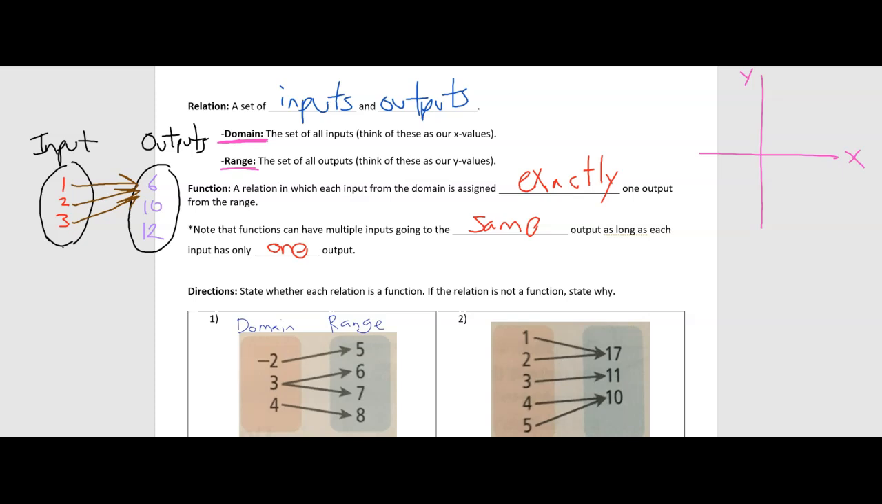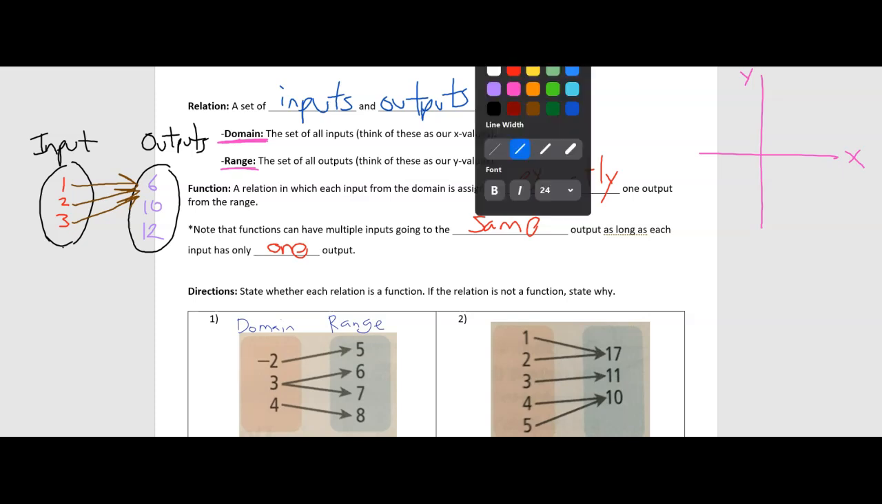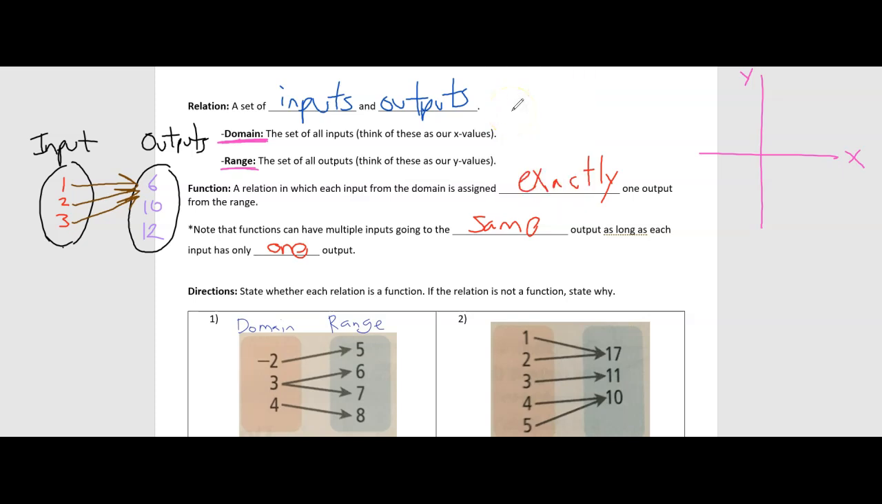You don't have to have all of your outputs used here. If they weren't being used, then we would, this is going a little bit further than we need to right now, but they wouldn't be considered part of the range, right? The other words for inputs and outputs, domain. That was a little poor. Let's try that again.